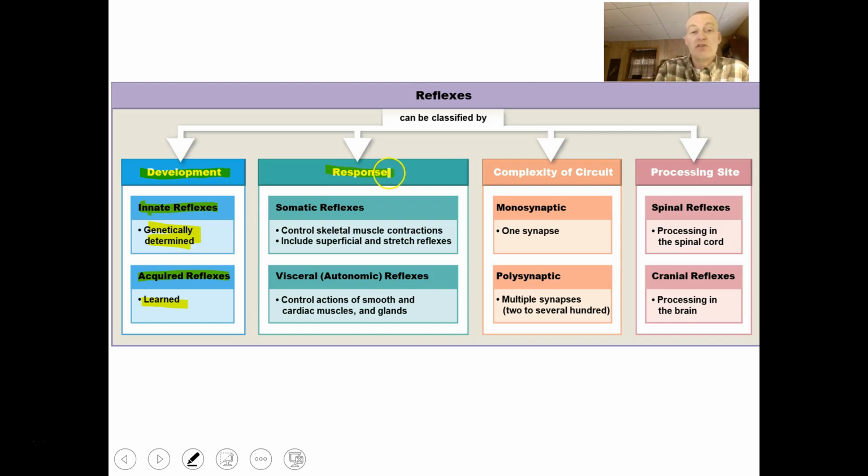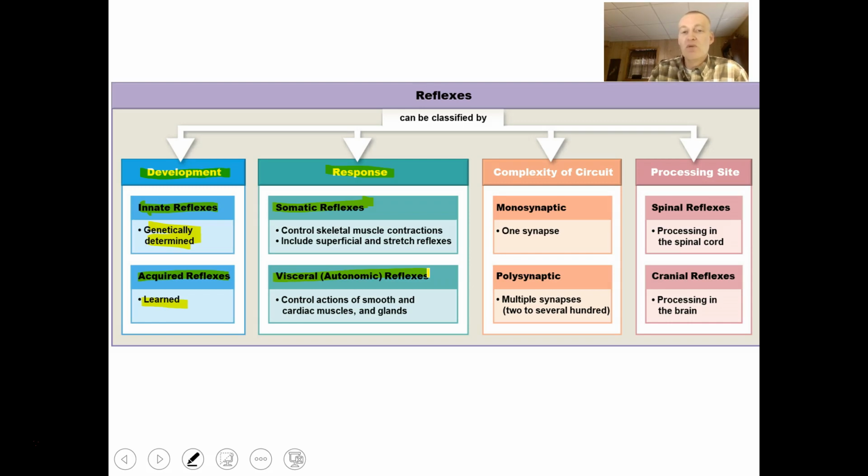Some of the response reflexes, you have somatic reflexes. These are going to be reflexes that control skeletal muscle contractions. And then we also have visceral or autonomic reflexes that control actions of smooth muscles, cardiac muscles, and glands. So we do have lots of different kinds of reflexes.